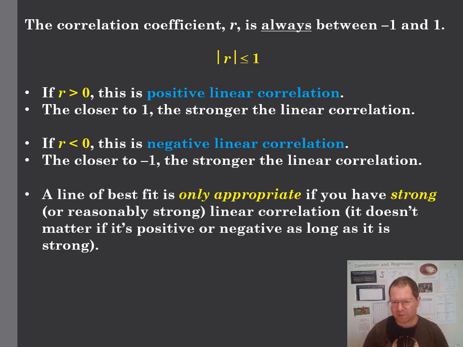So just remembering, as I say, back in year 8 we were looking at positive correlation, negative correlation, no correlation, and sometimes you'd have to decide whether or not you were going to draw a line of best fit or whether it's worth it or not. A line of best fit is only appropriate if you have strong or reasonably strong linear correlation. It doesn't matter whether it's positive or negative, as long as it is strong. And as we're saying, that's how close it is to 1 or to -1.